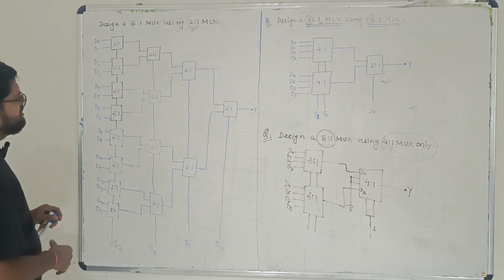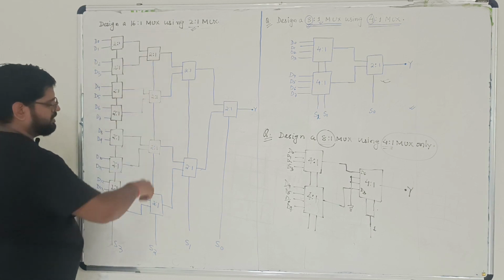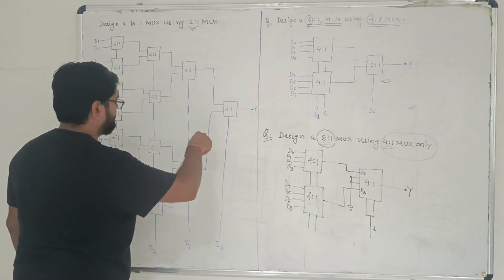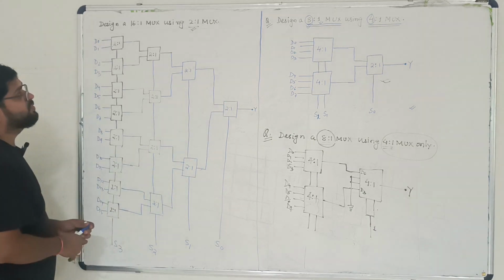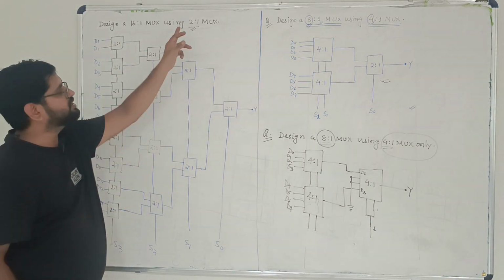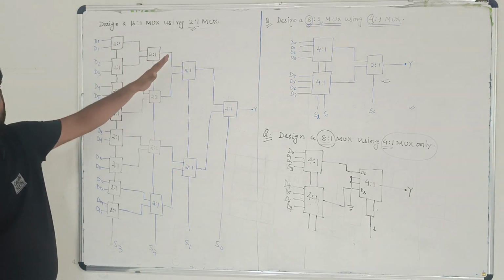Now you can see, how many 2:1 mux are we using here? 8. This one is 4, this one is 2 and this one is 1. So 8, 4 makes 12, 2 is 14 and 1 is 15. So in order to design a 16:1 mux using 2:1 mux, we require 15 2:1 multiplexers.